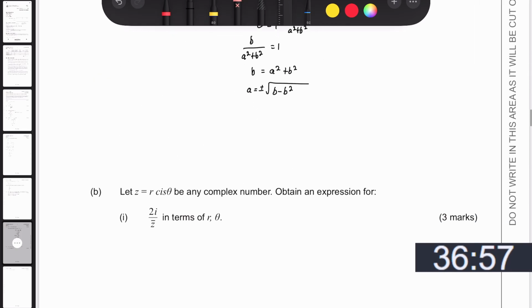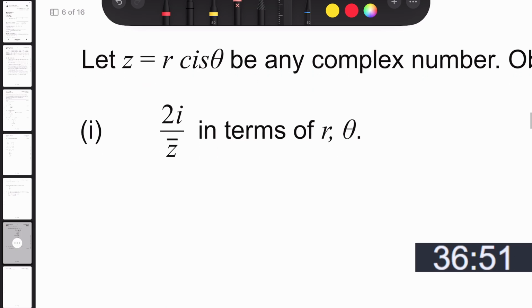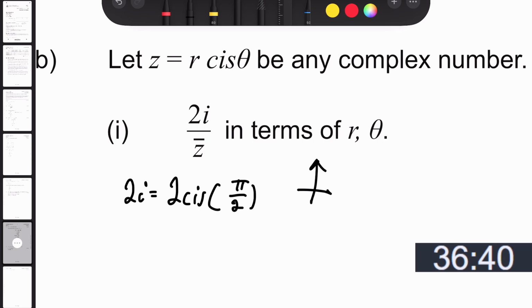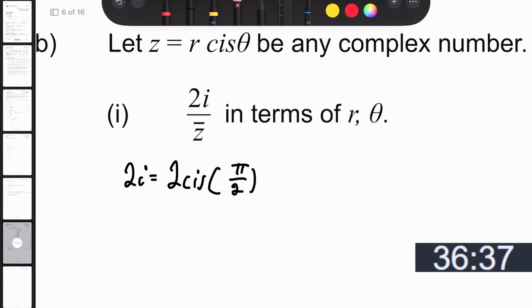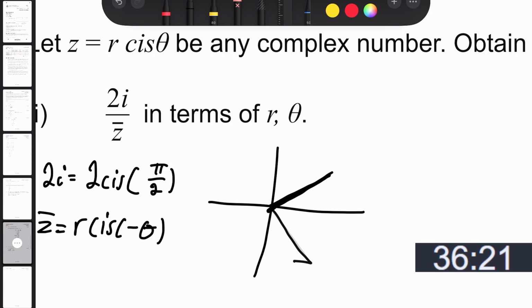Yeah, okay. Let z, okay, write an expression for 2i over z, the conjugate of z. So 2i is equal to 2 cis of pi on 2, because we're heading straight up, so it's pi on 2. And then the conjugate is going to be r cis of negative theta. So if I have theta going that way, the negative theta will take me that way. Okay.